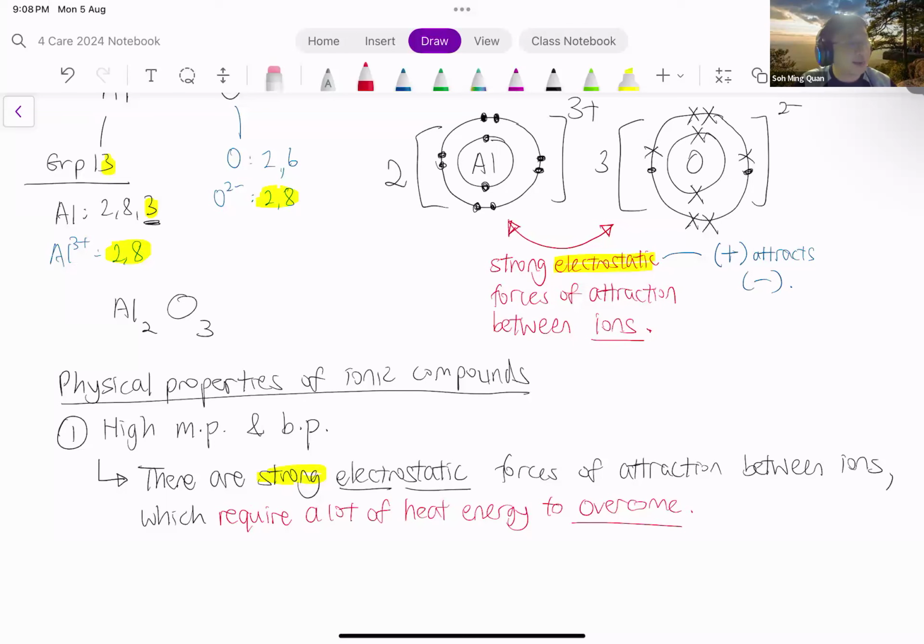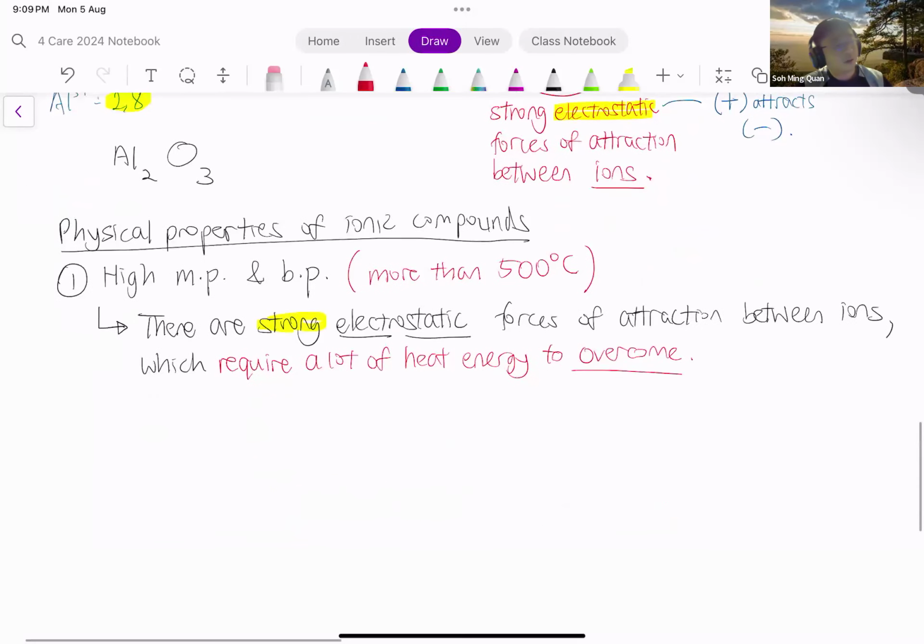Now, how high is high? There's no fixed definition. Generally, more than 500 degrees Celsius. So generally speaking, ionic compounds have a melting point that is more than 500 degrees Celsius. Okay, so that's the first physical property, a high melting point for ionic compounds.